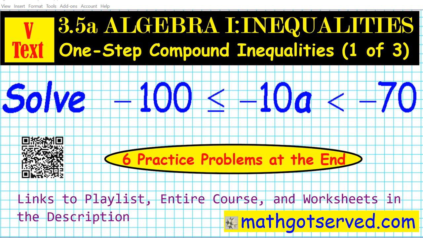In this clip, we're going to be going over section 3.5a of our Algebra 1 virtual text on inequalities. We're going to be learning how to solve one-step compound inequalities. We're going to be looking at problems like: solve the inequality negative 100 less than or equal to negative 10a less than negative 70. We're also going to be looking at how to graph it.